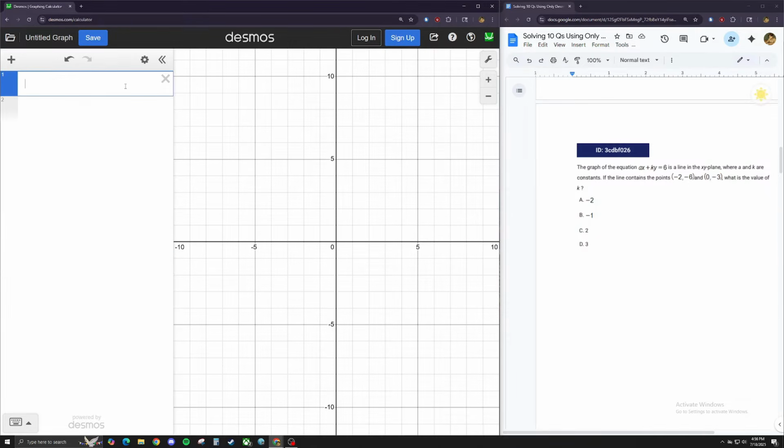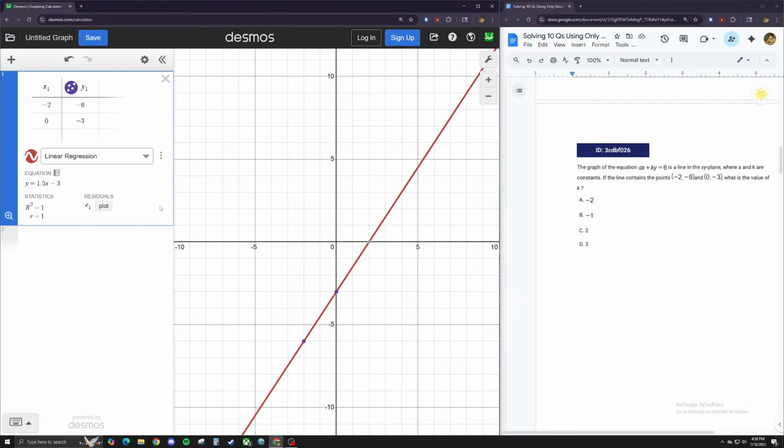And so for this question, it's saying you have some equation here, and a and k are constants. And our line lines up on these points. So what is k? So again, you can just type in table and type in (-2, -6) and (-2, -3) to get the points that we're given, and make the line. And so we know that our equation for the line is this. But it says that it's ax plus ky equals 6. So this constant here has to be positive 6.